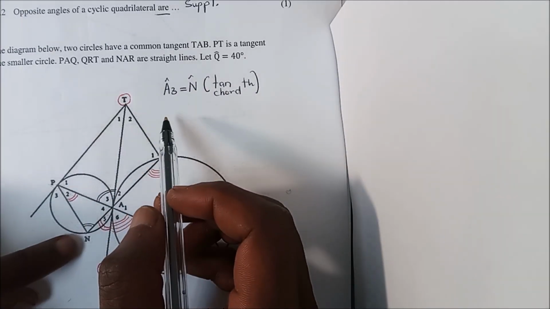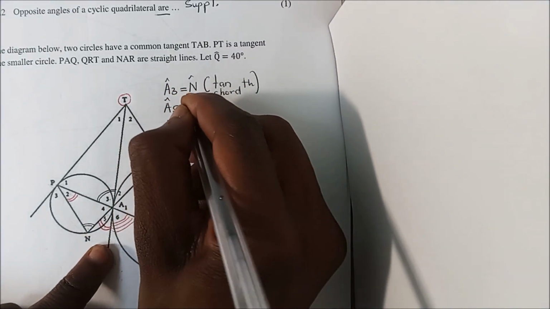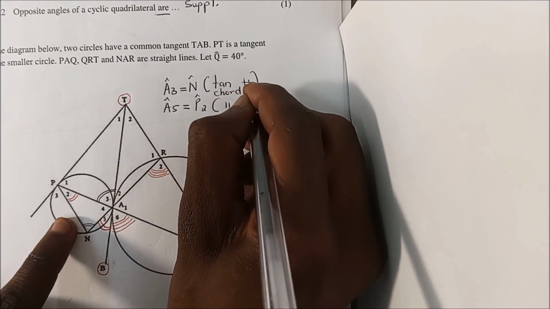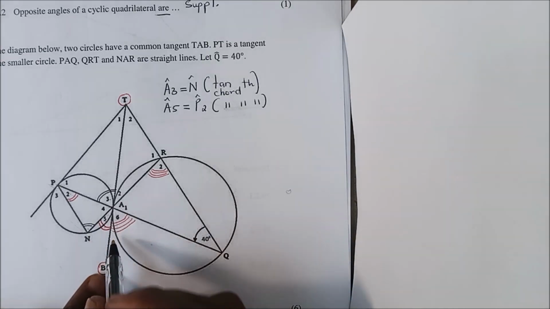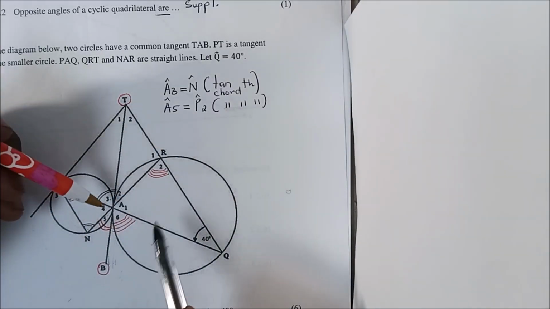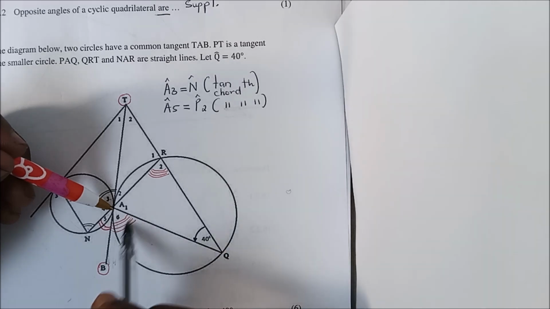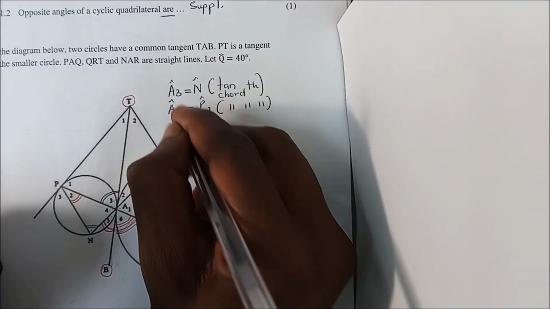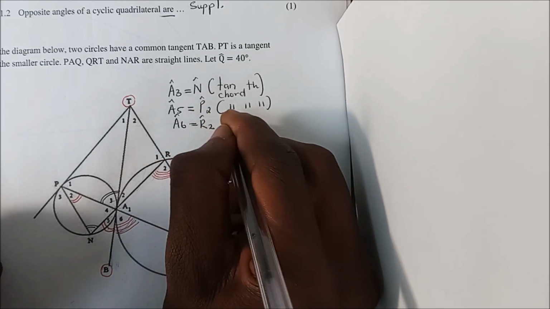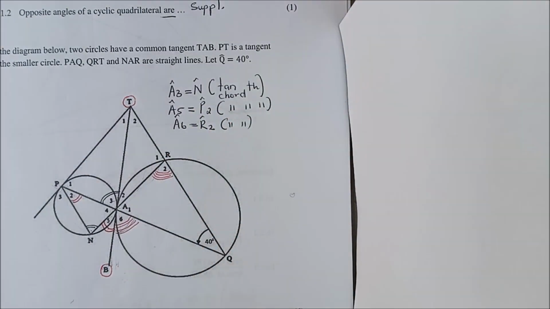So now I want us to write down all the information. We said A3 equal to N, and then we said A5 equal P2. The reason is still the same. I'll just put those to show that the reason is still tan-chord theorem. So now again we said, using the pens, that A6 is equal to R2. So the reason is still the same, tan-chord theorem.